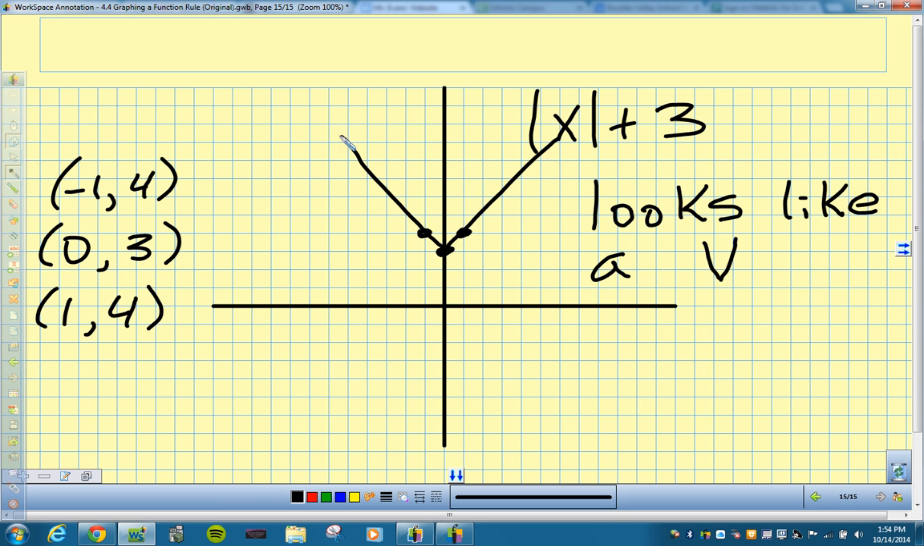X squared. So absolute value is always a V. Okay. And x squared is always a U. X squared is a U, absolute value is a V. That's all right. You got notes down.